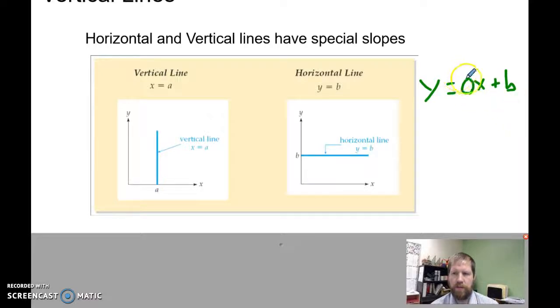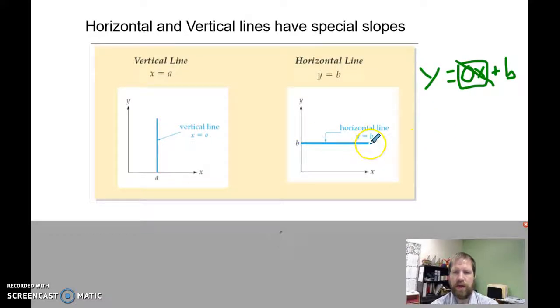This is 0, so it just gets dropped. And you have y equals b, and that b is just going to be a number. That's going to give you a horizontal line, because no matter what value you put in for x, y is going to equal whatever that number is.